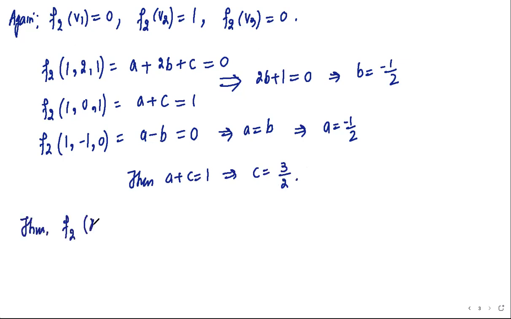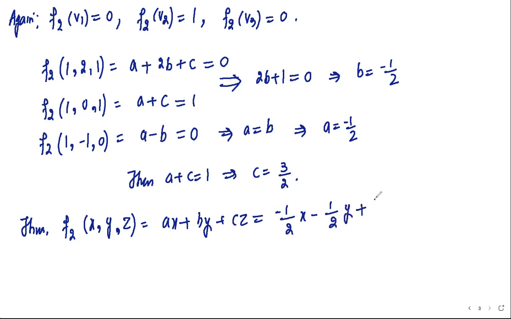So thus we have obtained our f2. So f2 of (x, y, z) is equal to ax plus by plus cz. But now a is equal to minus 1 by 2, so minus 1 by 2 x, b is equal to minus 1 by 2, so minus 1 by 2 y, and c is equal to 3 by 2, so this is 3 by 2 z. So this is our functional f2. And accordingly, we can now evaluate f3.